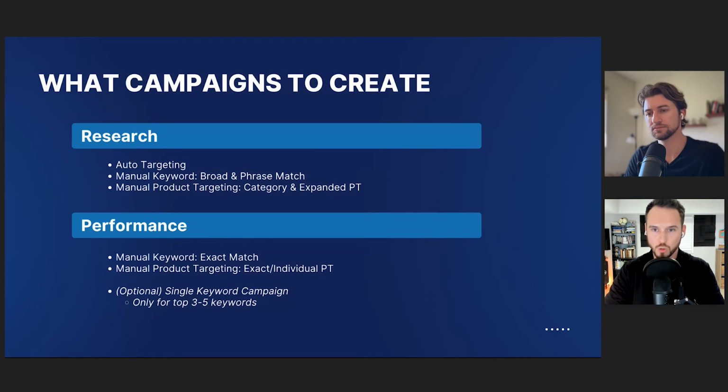This is going to give you more control over the product to keyword pairings, and you're going to know exactly what product is showing up on what keyword for how much. And then you could also have an exact match manual product targeting campaign as well, going after specific ASINs.